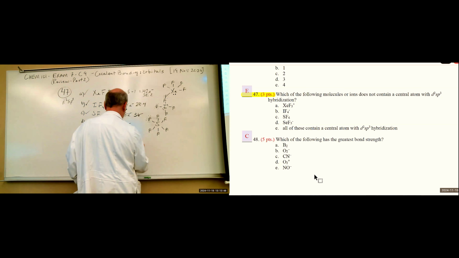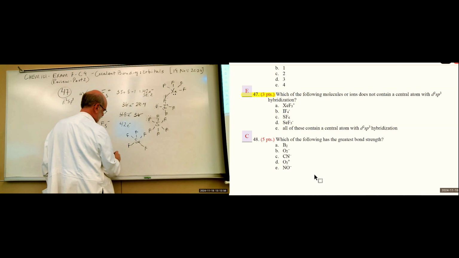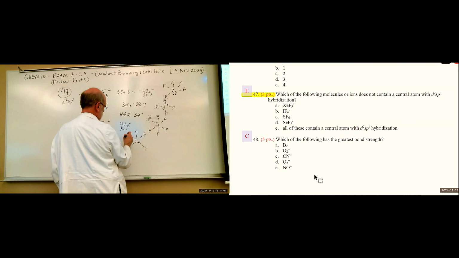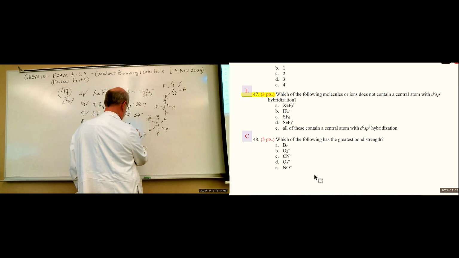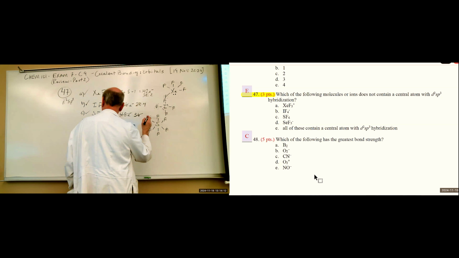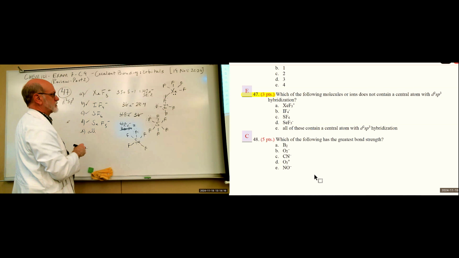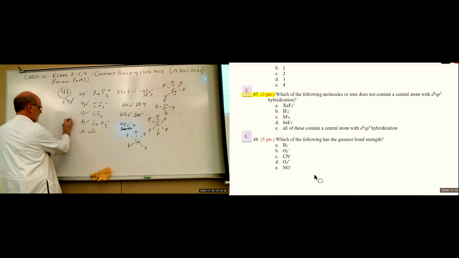Then selenium and 5 fluorines. 2, 4, 6, 8, 10. That'd be 32 left over. 2, 4, 6. 6 times 5 is 30, right? That leaves us 2 electrons. Well, they're all d2sp3. Right? So the answer is E, right? Yeah. Okay.